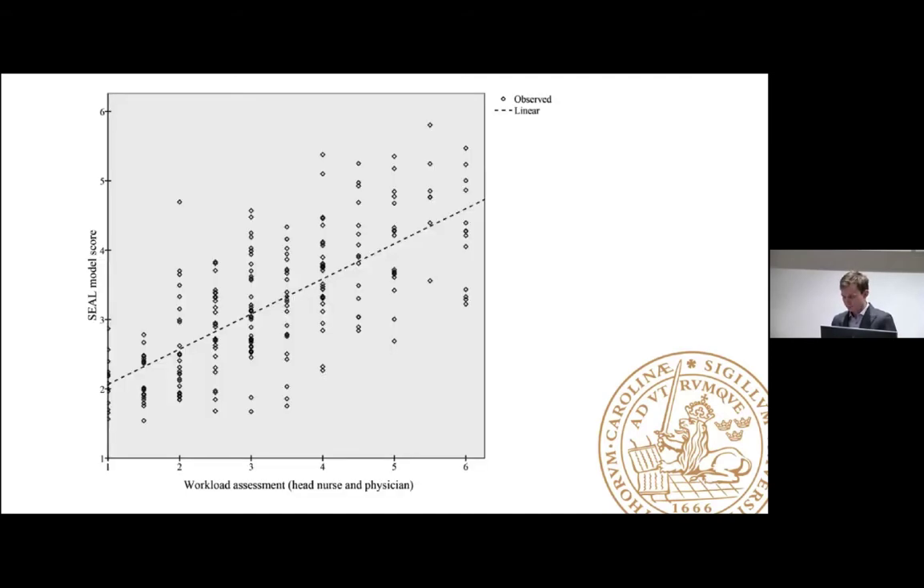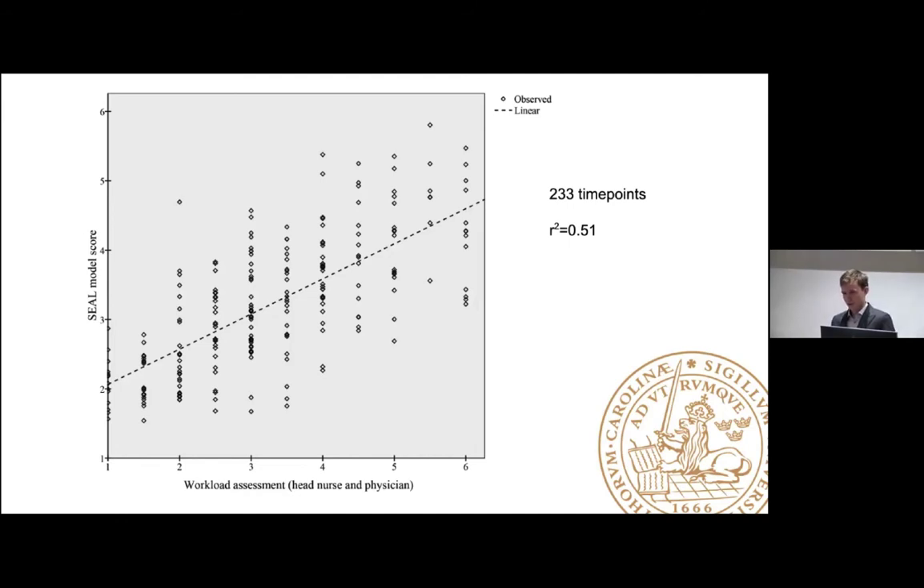So we had the SEAL model, and when we just correlated the SEAL model, you have those scores on the y-axis, so a score from 1 to 6, and then you have the workload assessments from the head nurse and physician on the x-axis. When you just correlate those, you can see that there is a quite clear correlation, although there's lots of variability at almost any point in time. But from those 233 time points from 5 different emergency departments, we still got a fairly good correlation with an R-square of 0.51. So it's a good correlation.